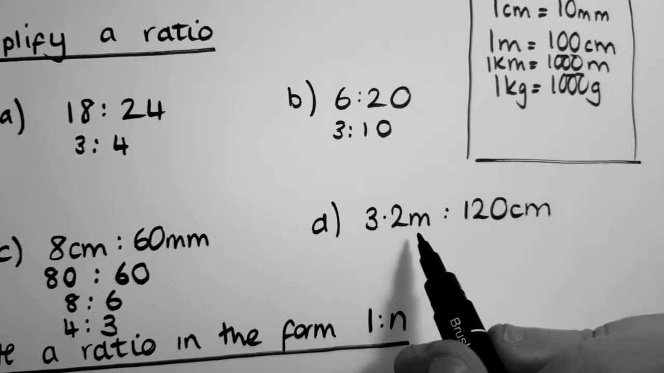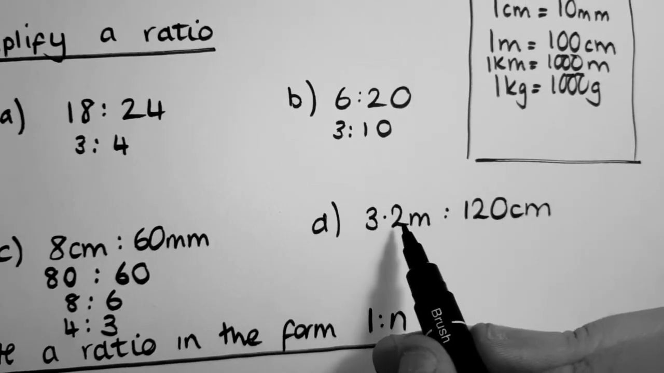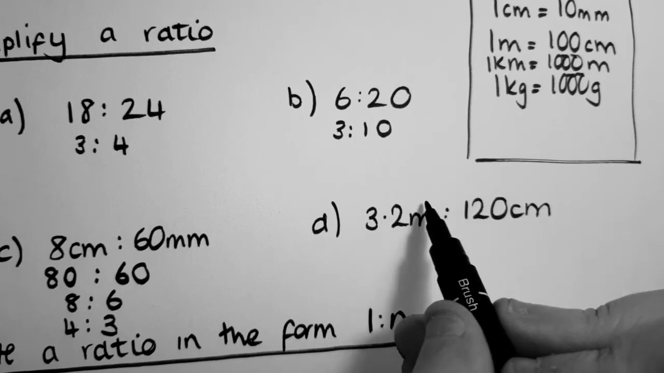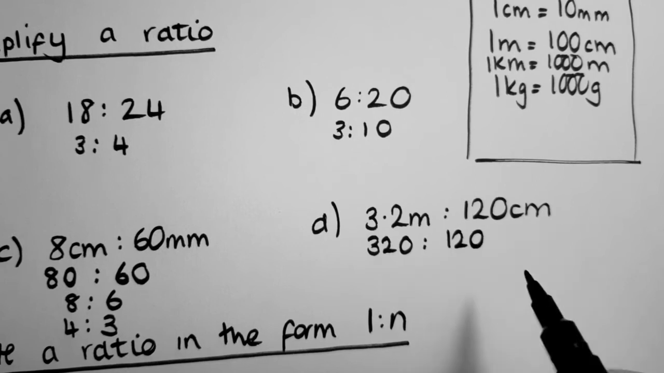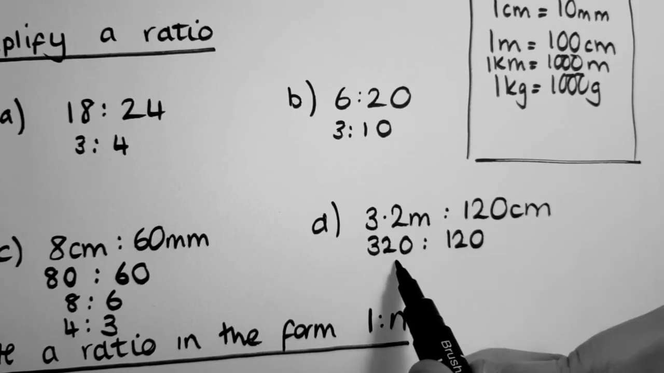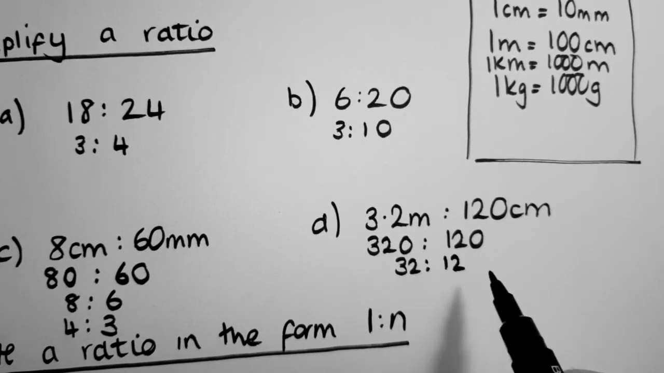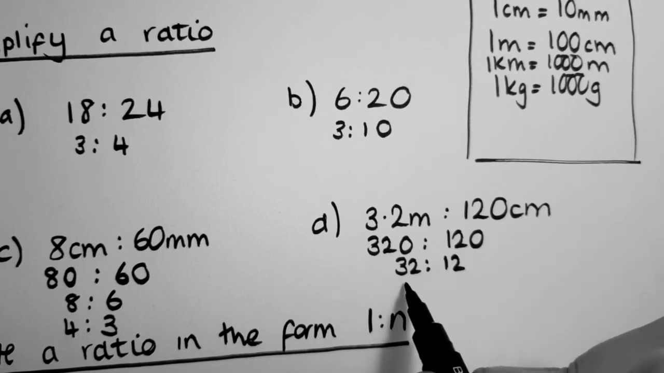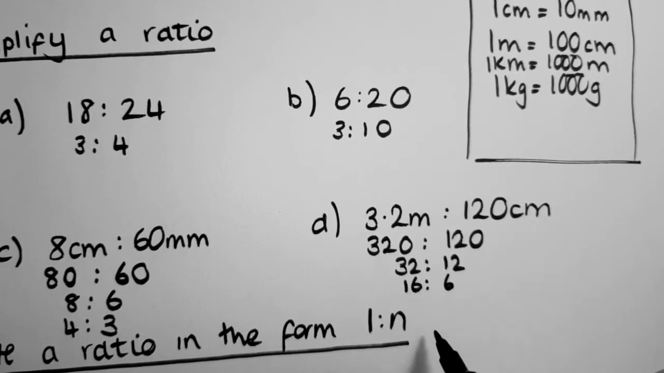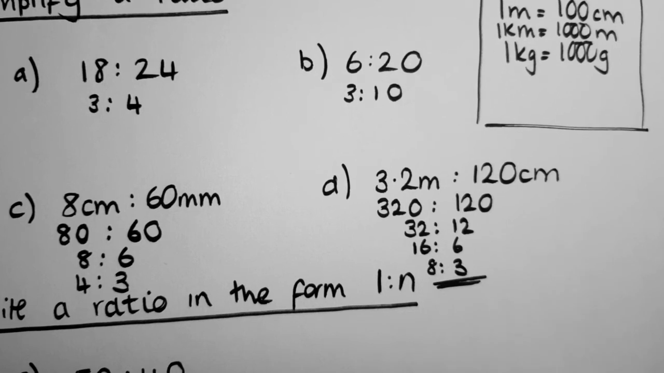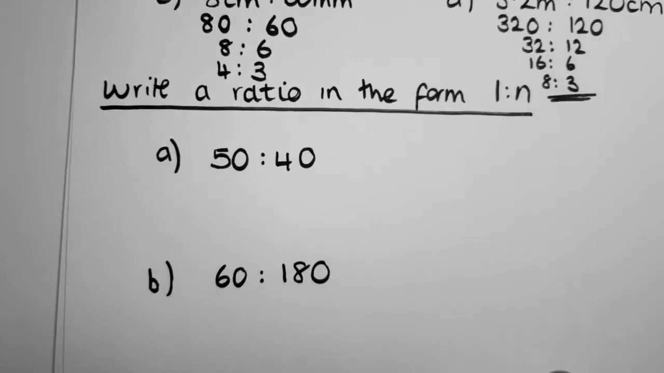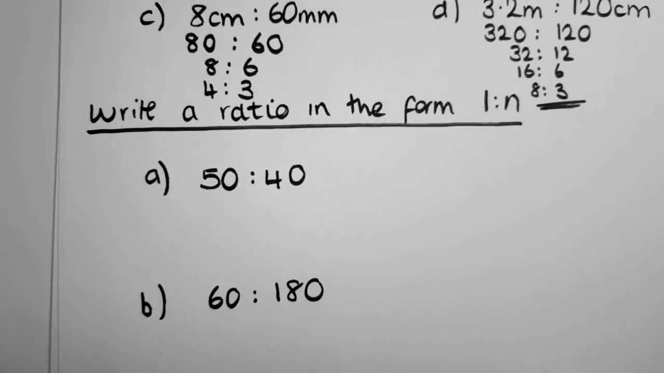If I look at the next one, I've got metres and centimetres. There are 100 centimetres in a metre, so if I times this by 100, this is the same as 320 centimetres to 120 centimetres. Both have a 0, so I can make that 32 and 12. Both are then multiples of 2, so I can make that 16 and 6. Both are multiples of 2 again, I can make that 8 and 3. So it doesn't matter how many steps it takes to get to the answer, as long as you've made them as small as possible.